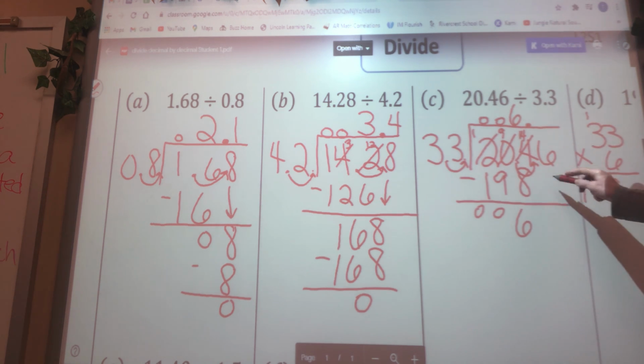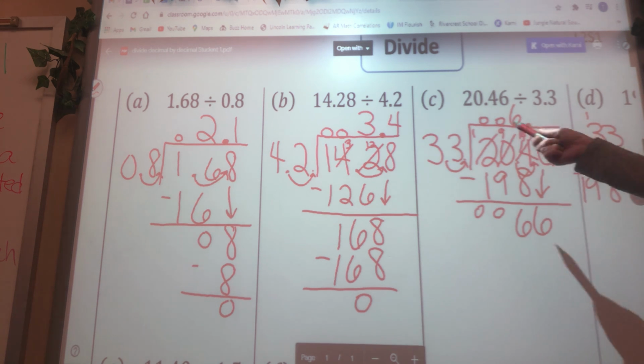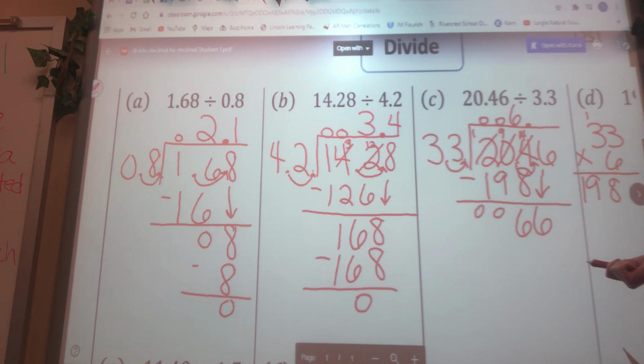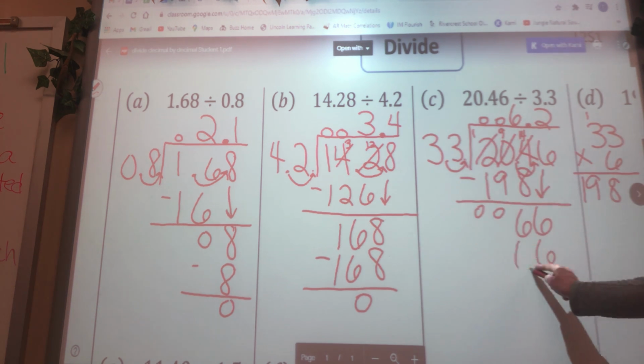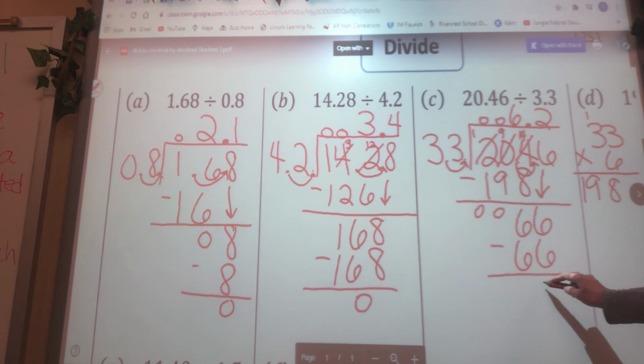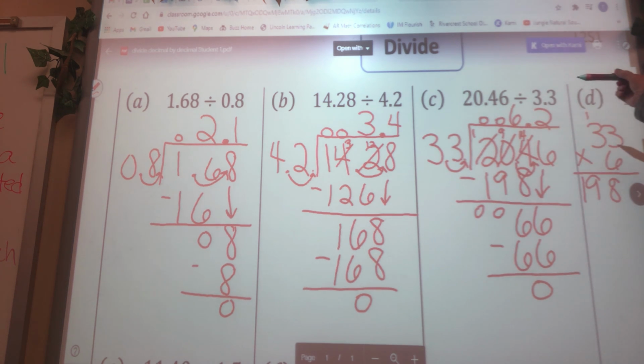So we drop down our last digit, which is a 6. 33 will go into 66. Well, I think since 3 times 2 is 6, I think 2 is my number. So 2 times 3 is 6. 2 times 3 is 6. I subtract, and I end up with 0 remainder. So 20 46/100 divided by 3 3/10 is 6 2/10.